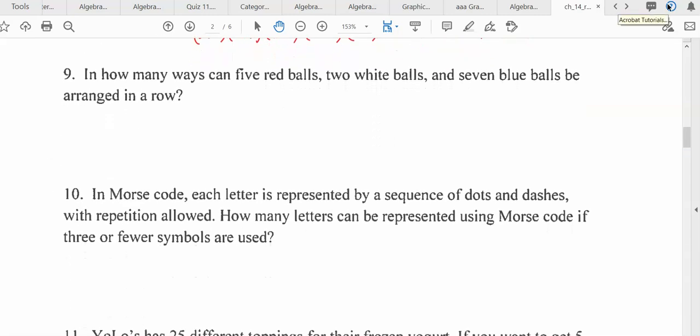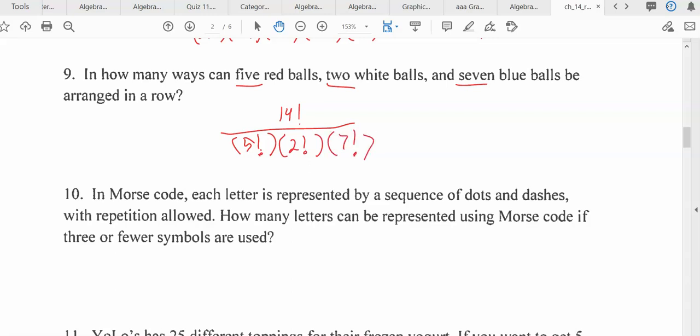You arrange a row. This is another distinguishable permutation. So you count up, there's 5 and 2 and 7, so that's a total of 14 balls. In the numerator is n factorial, but there are 5 red, so 5 factorial, 2 white, so 2 factorial, and 7 of the blue, so 7 factorial. Type that in your calculator and it's 72,072.